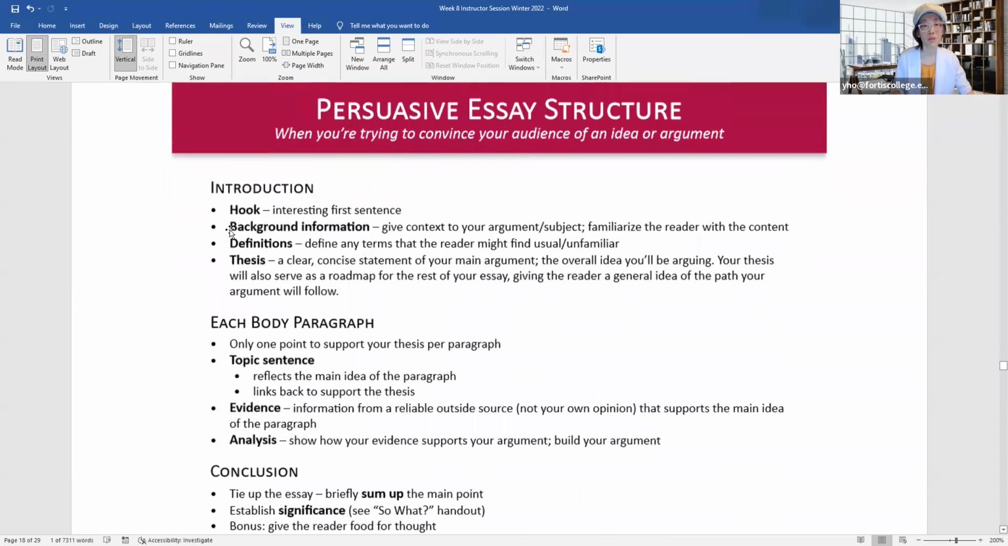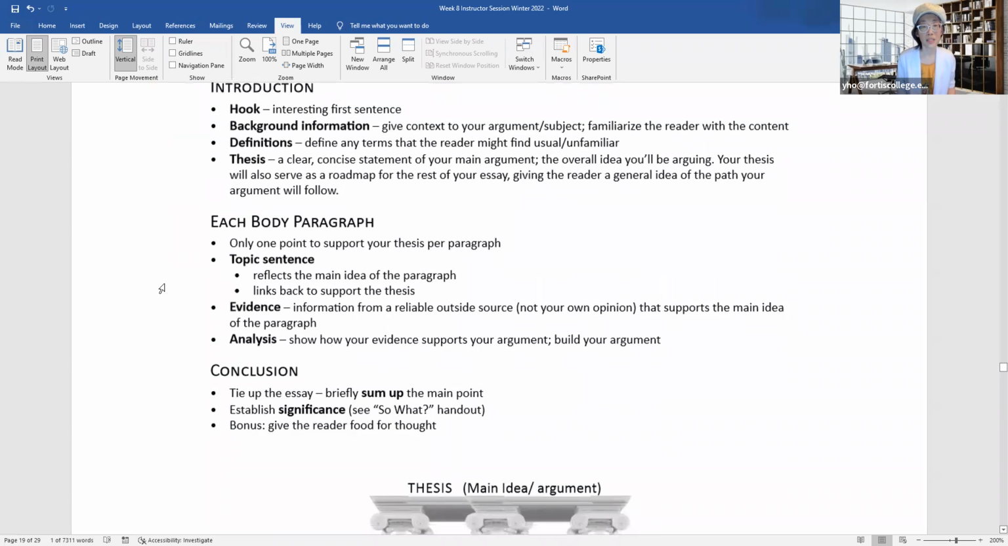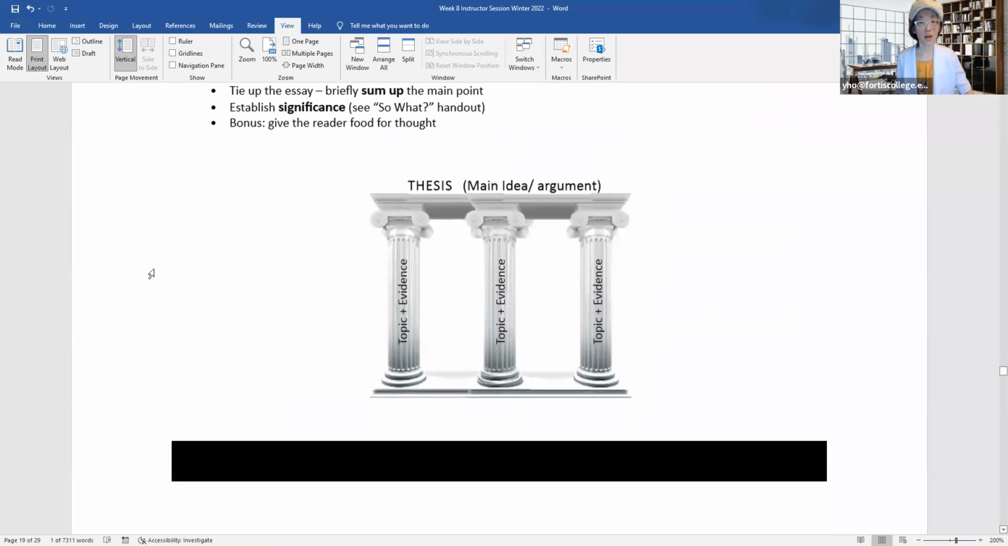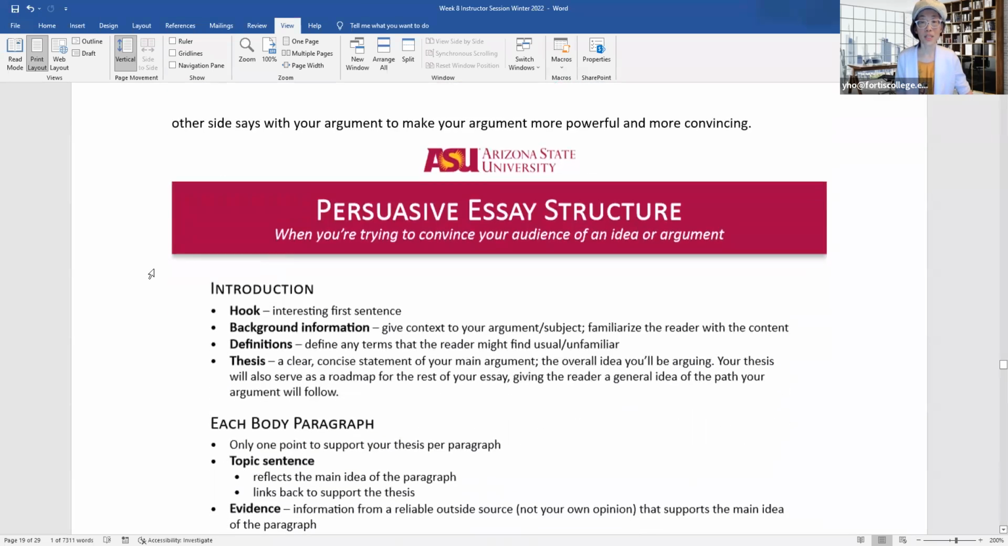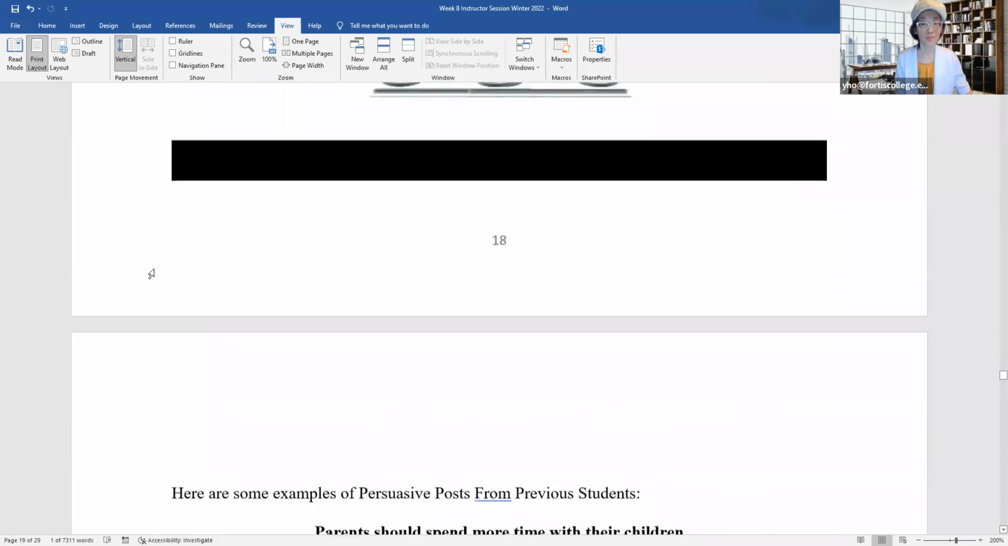So here is how your persuasive essay structure will look. In the introduction, you're going to have a hook, background information, definition, and thesis. Then in the body paragraphs, you're going to have a topic sentence, evidence, and analysis. And in the conclusion, you're going to tie up the essay and establish the significance of why we all read the essay. And so this is how it looks: thesis, then topic and evidence, topic and evidence, and topic and evidence. So this is going to be your persuasive essay structure.